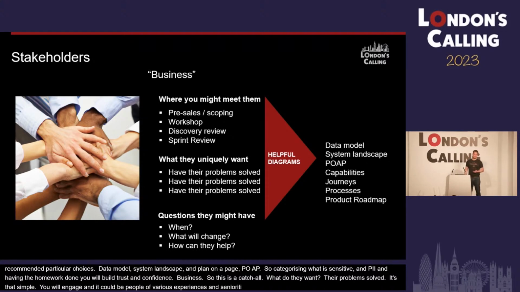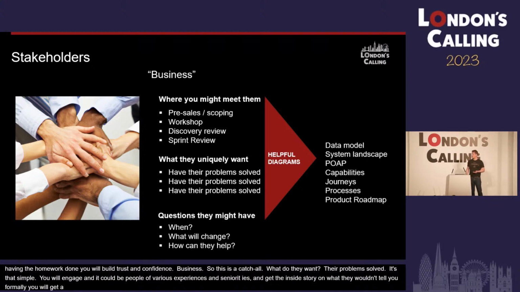Again, it's a great opportunity to build relationships and trust, to get the inside story on maybe what they wouldn't tell you formally. You can get a better feel for possible problems going ahead. So really very much an opportunity to build relationships with them, and that's a two-way street. If you can give them a better idea of when things are going to happen, what's going to change, and how they could help you, what's the opportunity for them, again, you're going to get them on side.